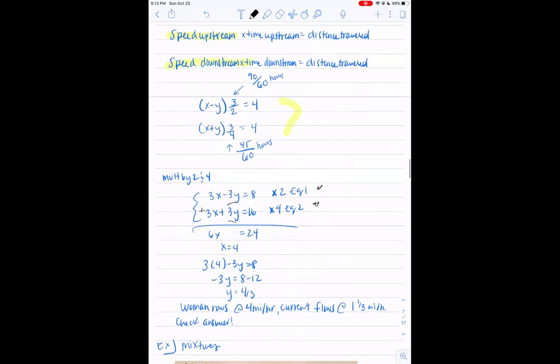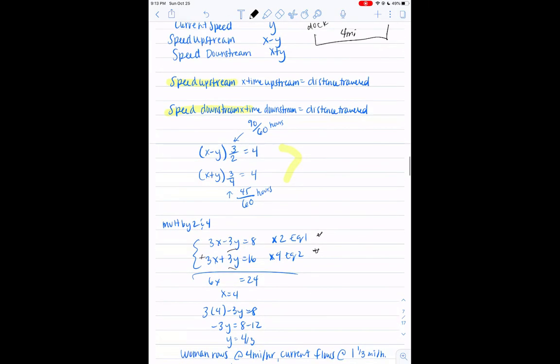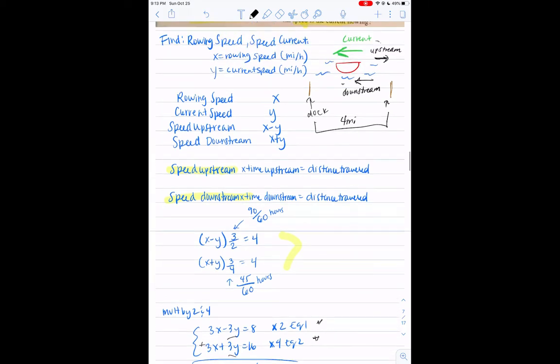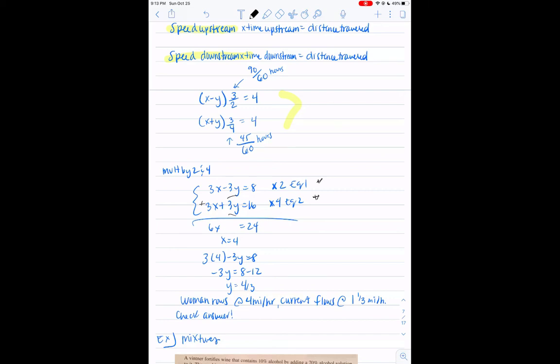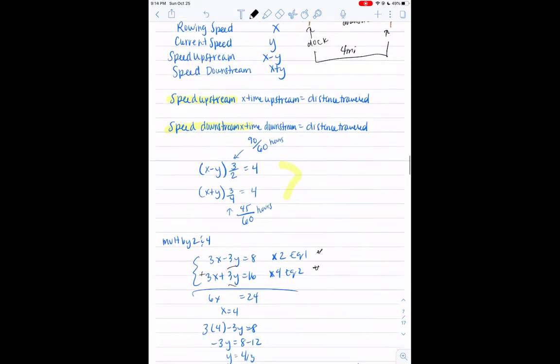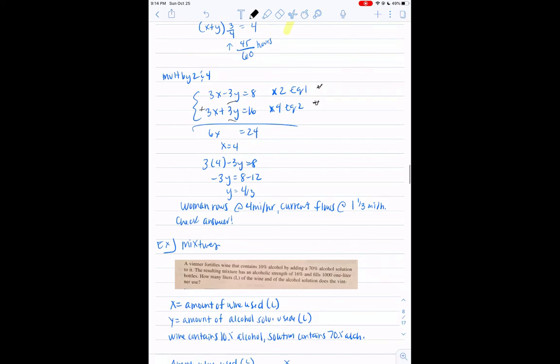So the woman rows 4 miles an hour because my x is my rowing speed. And then the current flows at 1 1/3 miles an hour because my y is 4/3. And that is the current speed. So those are my solutions.